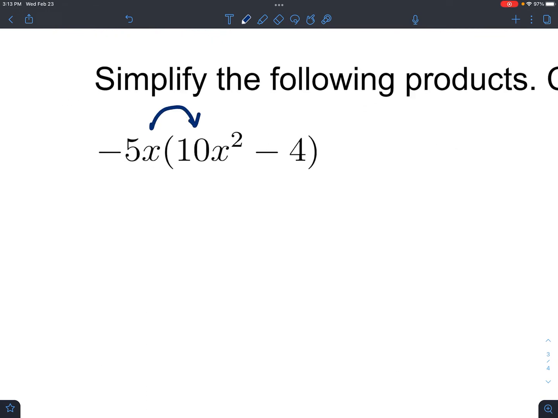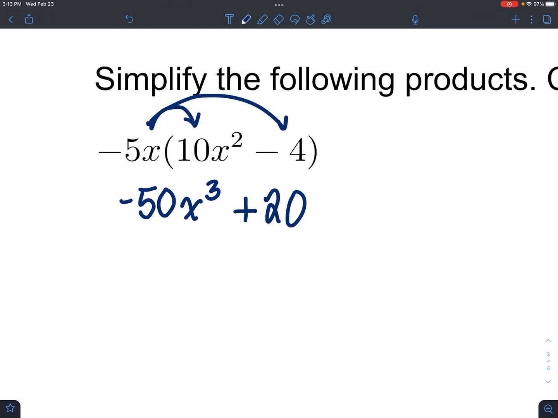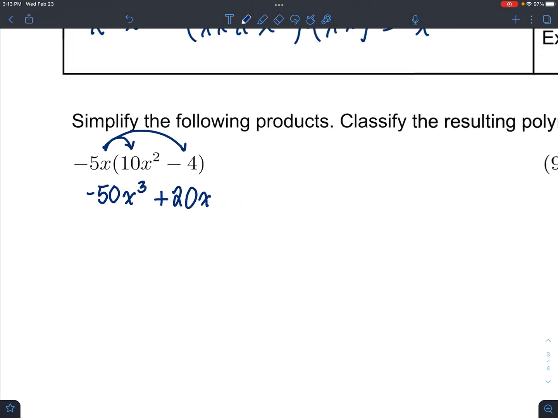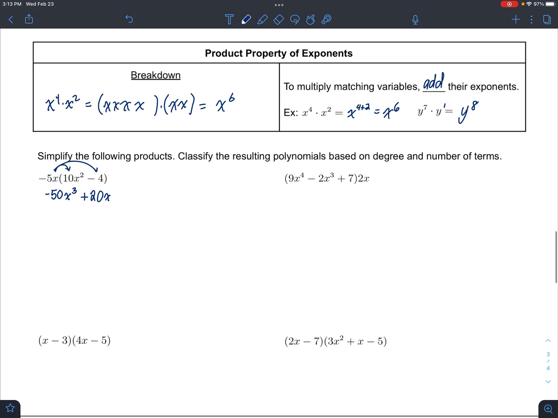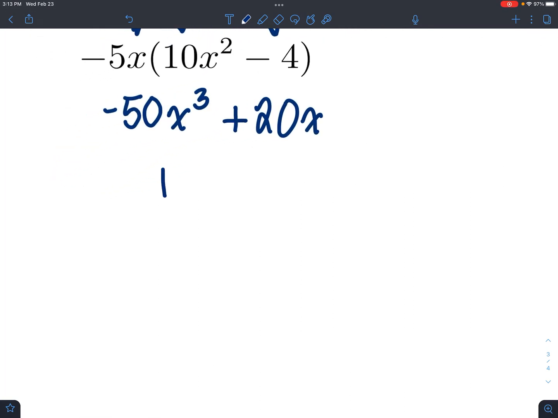So distribute here. So I multiply the numbers separately, and then I multiply the x's together. Okay? And then I multiply the second arrow, and the double negative makes a plus. Okay? And it says classify the resulting polynomials as well. So this would be a trinomial, or I'm sorry, not a trinomial. There's only two terms, binomial and cubic.